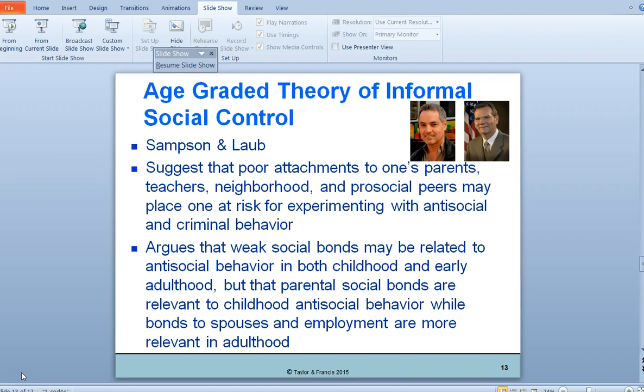They argue that weak social bonds, what does that sound like? May be related to antisocial behavior in both childhood and early adulthood, but also that parental social bonds are relevant to childhood antisocial behavior. So remember, this was exactly from social bond theory, Gottfredson and Hirschi. And as I stated then, it's just a continuation of other theories. That's why we're looking at these integrated theories and ways to combine different aspects of different theories.